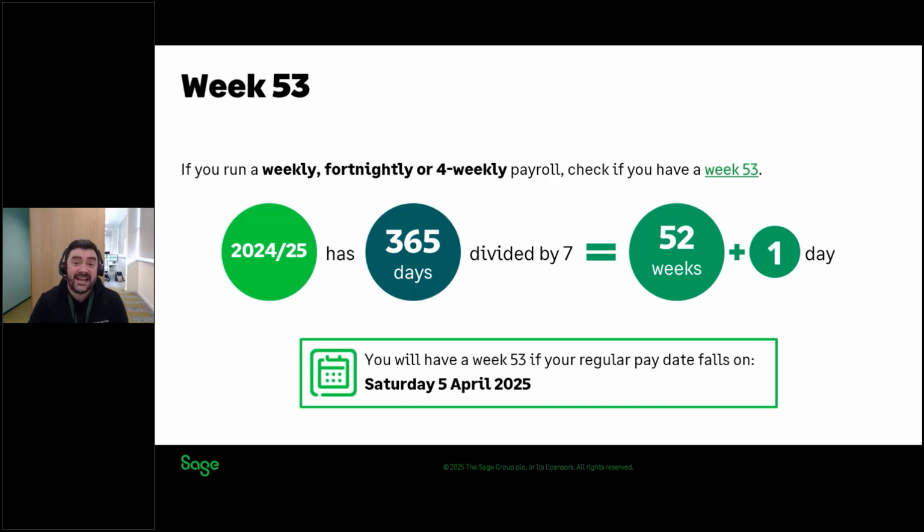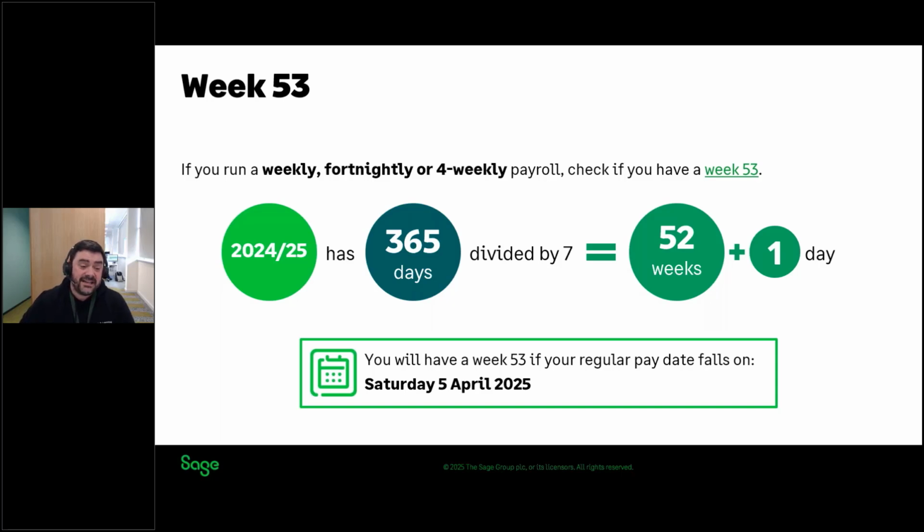Now, if your pay date happens to land on that extra day, this is when you will have a week 53. So it doesn't matter what dates you're paying your employees for, it is the pay date that determines the tax period. And for this year, you will only have a week 53 if you pay weekly, fortnightly, or 4-weekly, and your regular pay date will fall on Saturday, the 5th of April. So Saturday perhaps isn't a very common pay day, as it's not a banking day, but if you do pay your staff on a Saturday and your regular pay date will land on that date this year, you will have a week 53.